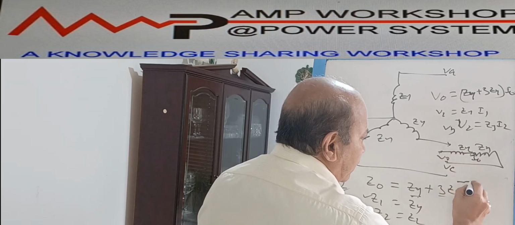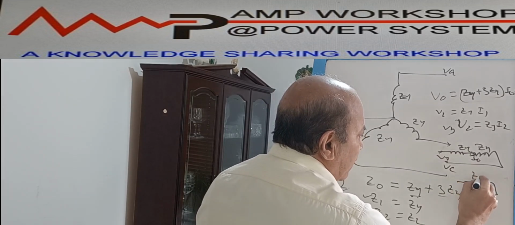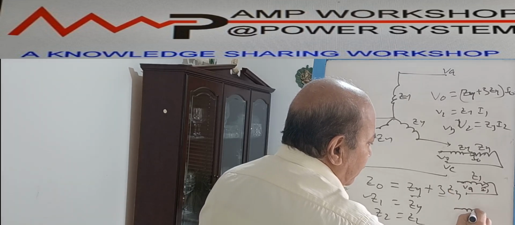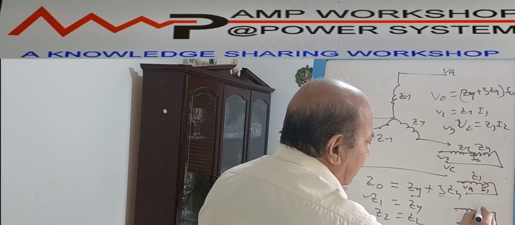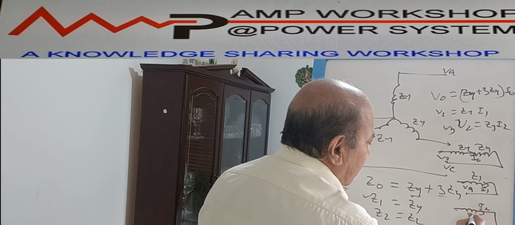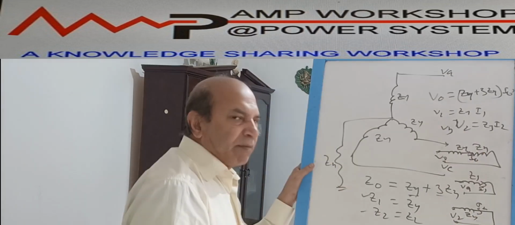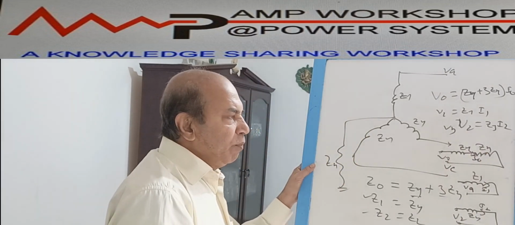For the positive sequence, it was like ZY, the current flowing is I1, and the voltage source is V1 over here. And the negative sequence is the same as the positive sequence: the current flowing is I2, this is ZY, and this is your V2. We have seen this in video number 58 for the non-rotating equipment.